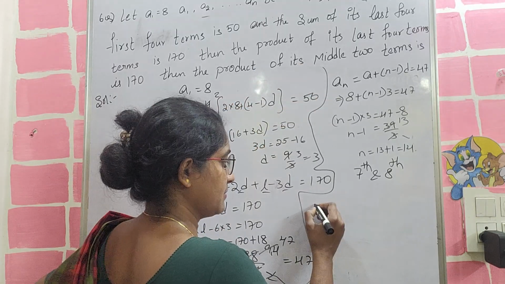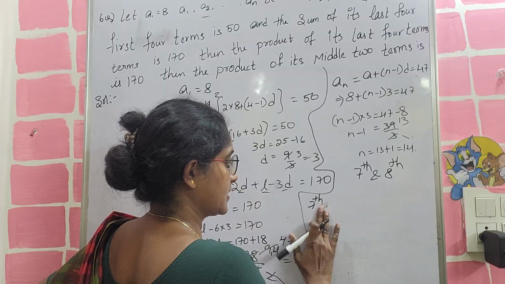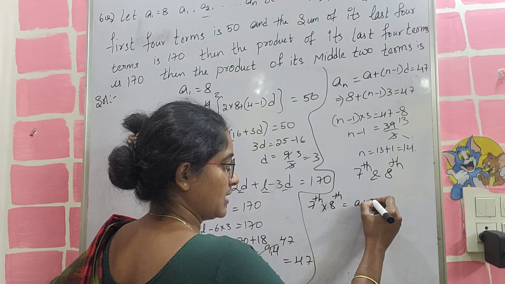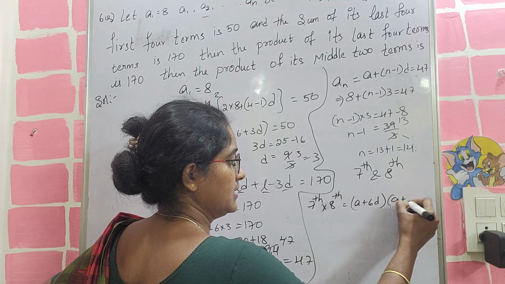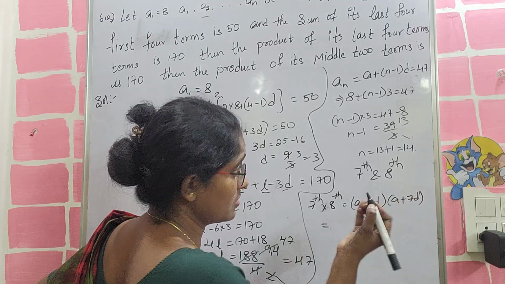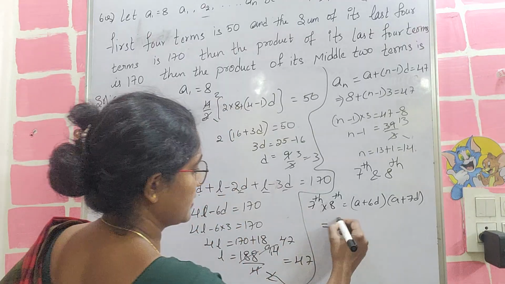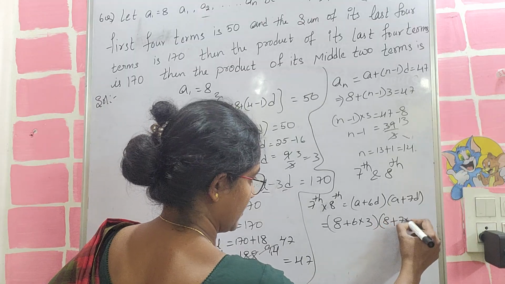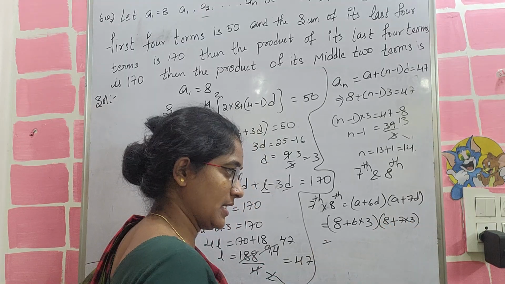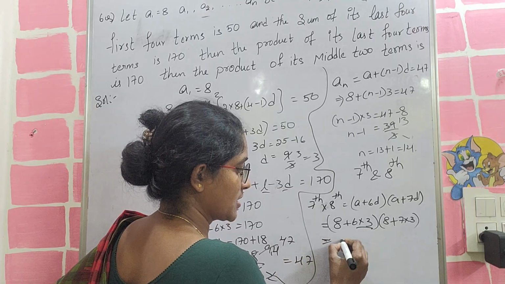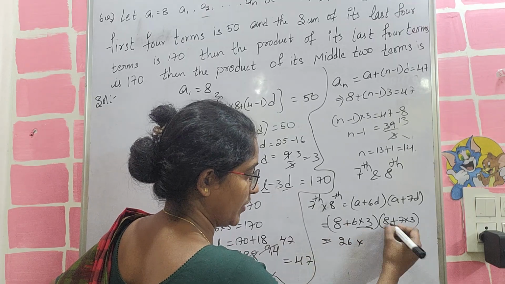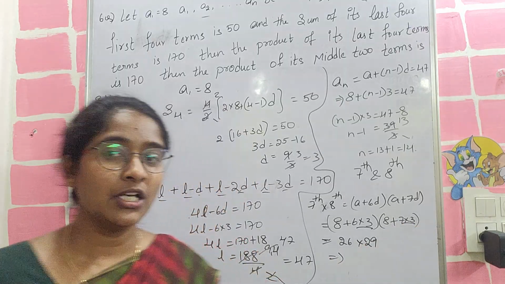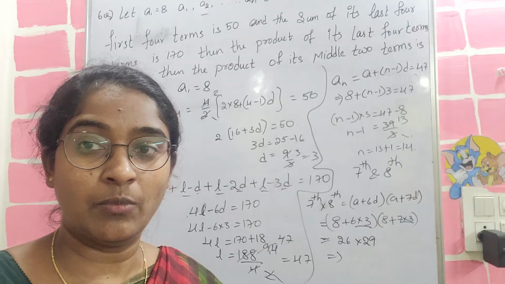So the product of the 7th and 8th terms is a plus 6d into a plus 7d. We'll substitute the values here. a value is 8 plus 6 into 3, times 8 plus 7 into 3. That is 18 plus 8 is 26, into 21 plus 8, which is 29. If you multiply, you'll get the answer. This is how you can find this problem, and we'll go to the next problem now.